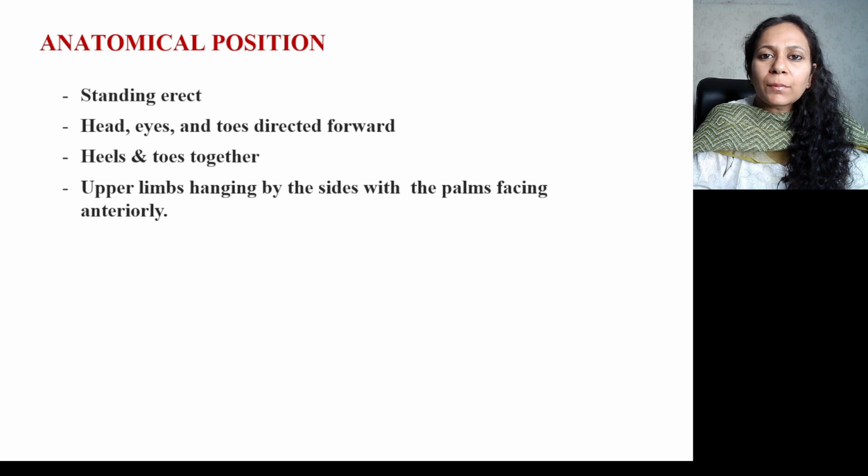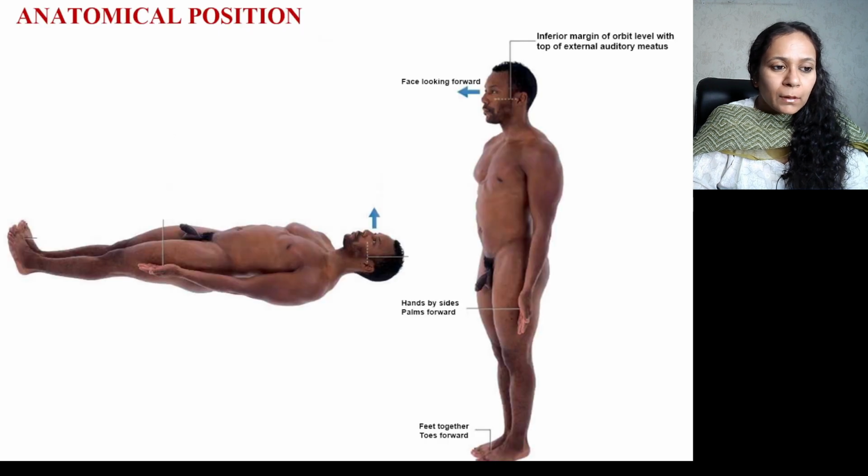So what is anatomical position? It is when the person is standing erect or lying supine. His head, eyes and toes, they all are directed in front. His heels and toes are together. Upper limbs are hanging by the side, and the palms are facing anteriorly. As you can see, he is looking forwards, his eyes are also straight. Then the upper limb is on the side of the body.